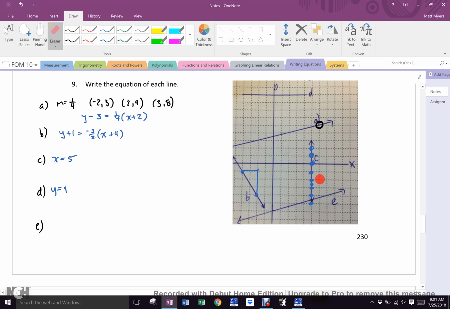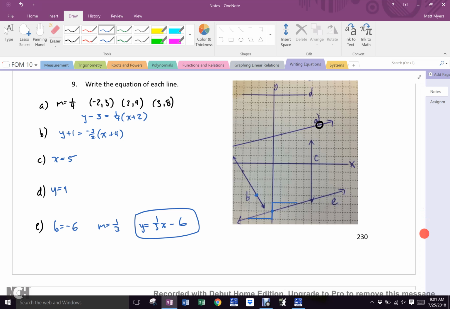And finally, what are you going to do for E? What do you see right there? It's an exact y-intercept of what? Negative 6. So B equals negative 6. If you can find the M, you're in business. Down 1 over 3. Up 1 over 3. So that means our slope is 1/3. So y equals 1/3 x minus 6. Is everybody good? All right.